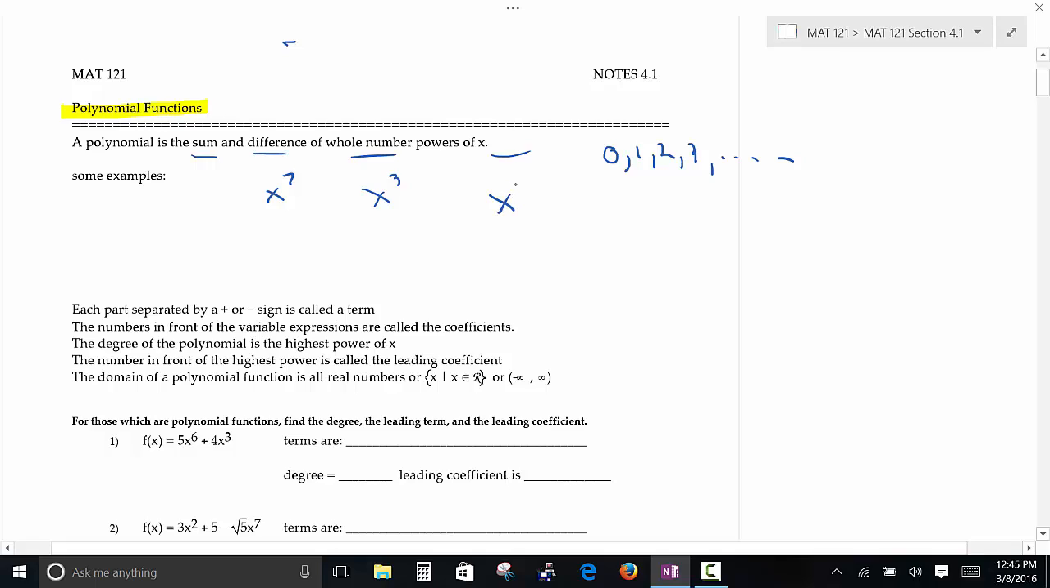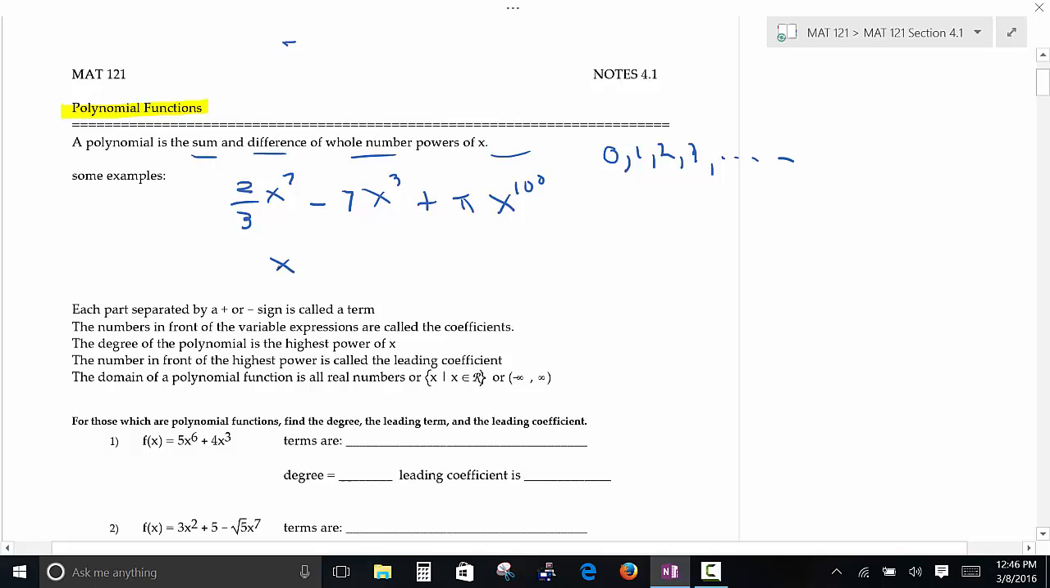Let's do one more. x to the 100th power. As long as the exponents are whole numbers, that's good. And then you can put any number you want in front of these. You don't have to put a number in front, but you could put fractions, you could put decimals, you could even put something like pi if you wanted to. Okay, that's a number. And then you just add and subtract however you want to. So that's an example of a polynomial. So the key thing is you have x to a whole number power, and then if you have more than one term, you just add and subtract like that, okay?